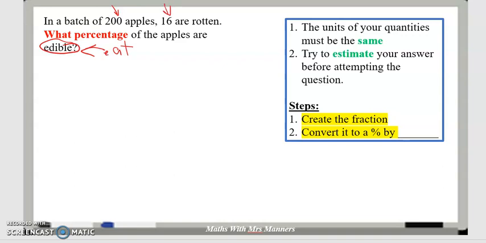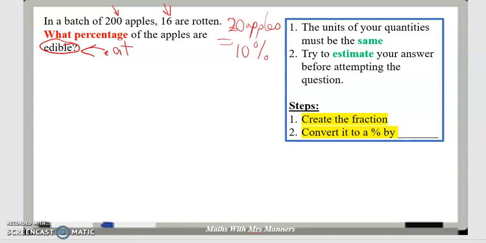The other thing I want you to think about is try and estimate your answers. If 16 apples are rotten, I know that I've got 200 apples and 16 is quite close to 20 apples. And 20 out of 200, that's a tenth. So that's roughly 10% of the apples that are rotten. So I'm already expecting that if 10% are rotten, well, that means 90% must be edible. So I'm expecting my answer to be close to 90%.